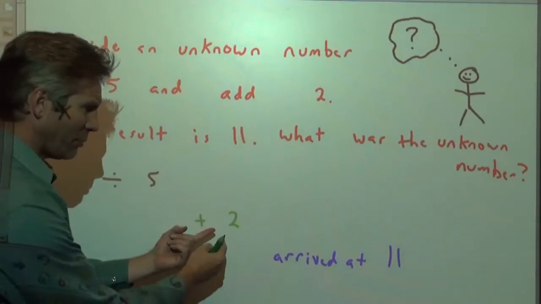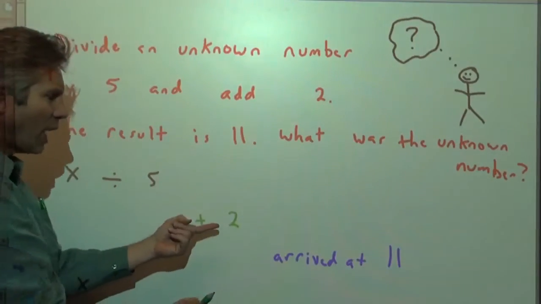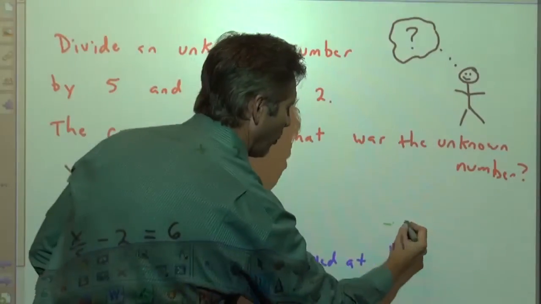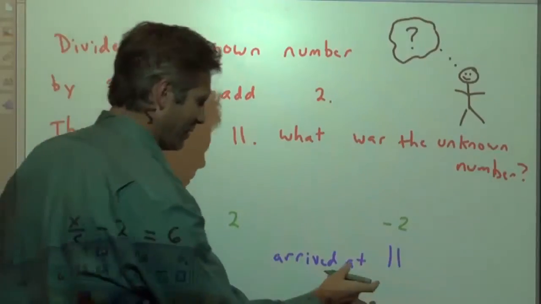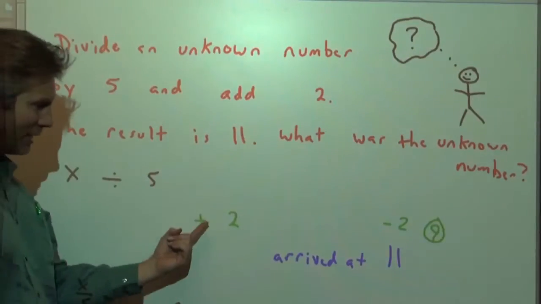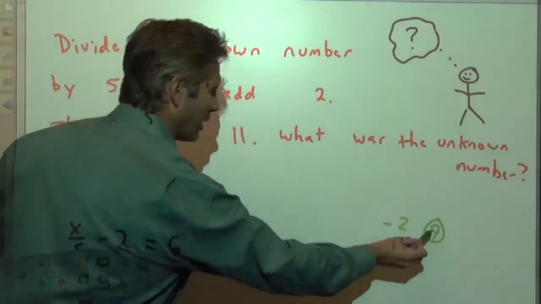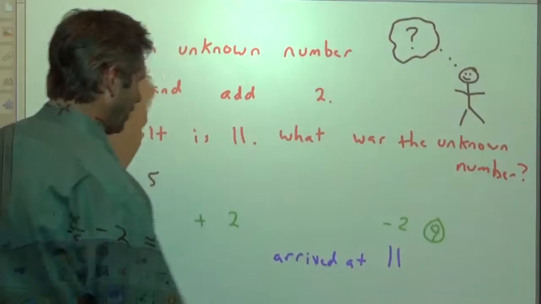The thing we did prior to getting to 11 was adding 2. So to undo the addition of 2, we would subtract 2 from the 11, and our number must have been 9, because once we added 2 to 9, we got to 11. So we're working backwards. We're at 9. Well, how did we get to the 9 originally?